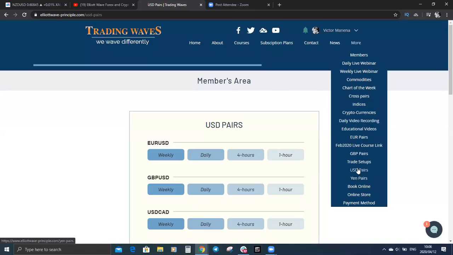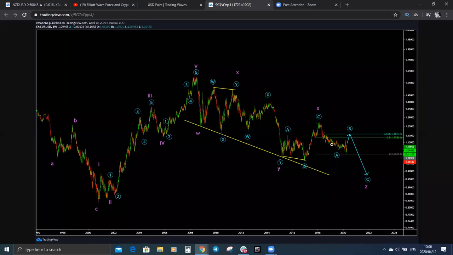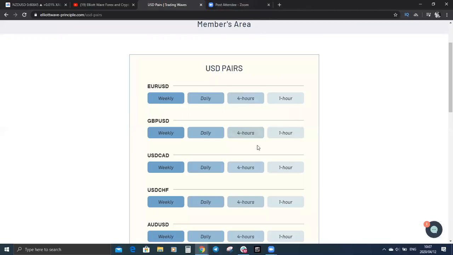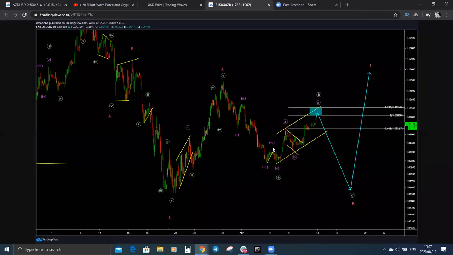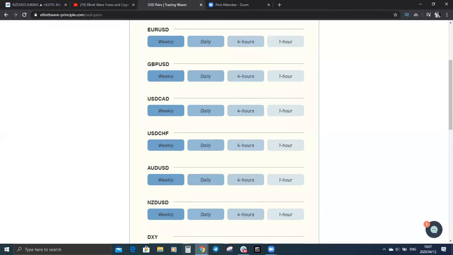From the US dollar pairs, as you can see, I've got the US dollar pairs open. You get access to the weekly charts all the way down to the 1 hour charts on all the listed pairs. That means at any time you can go into these charts and look at what we are viewing as the direction. These are the latest charts, all updated, so we are ready for the next week.